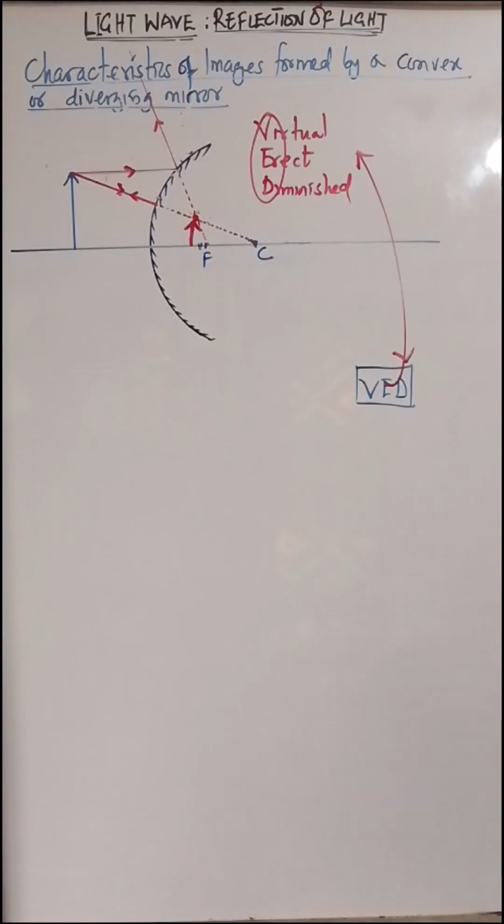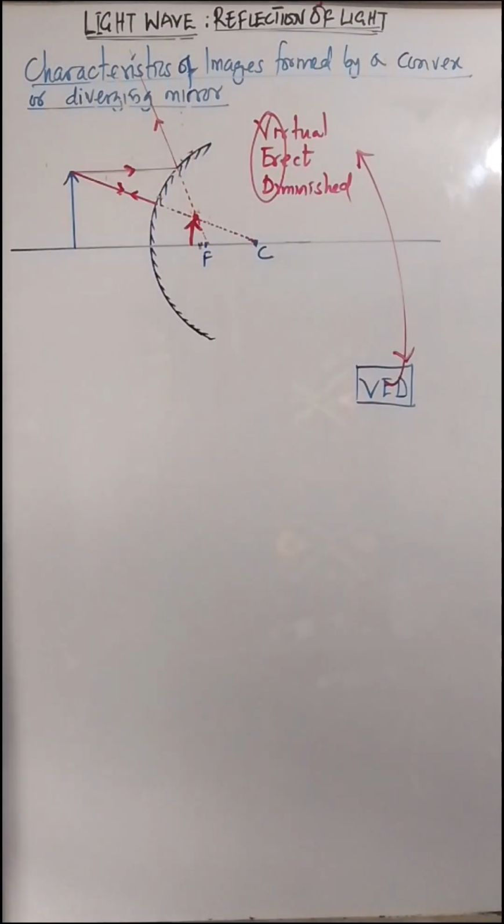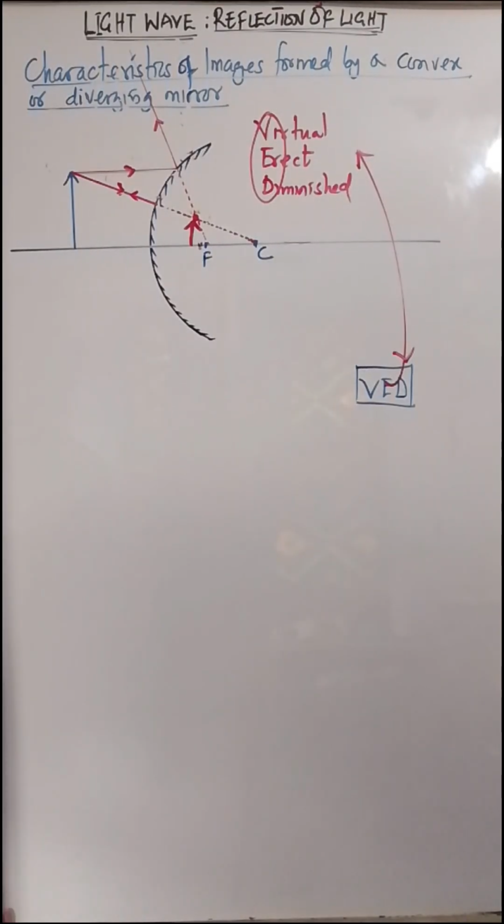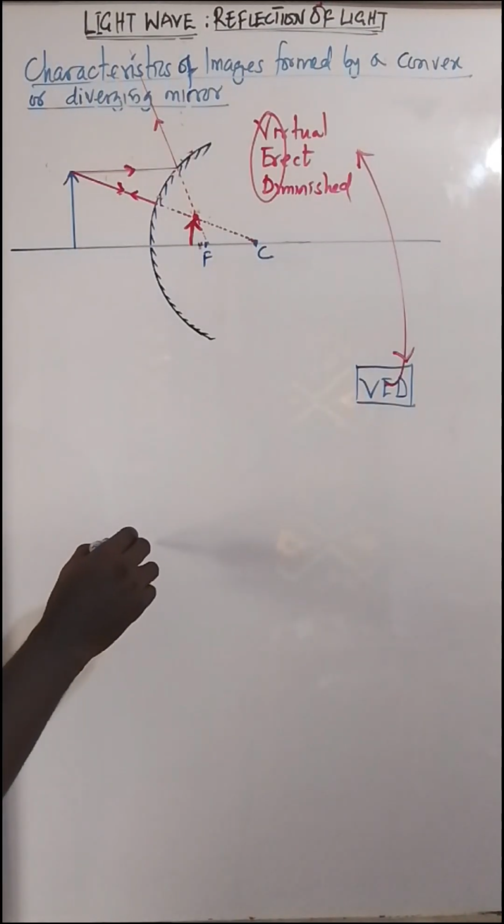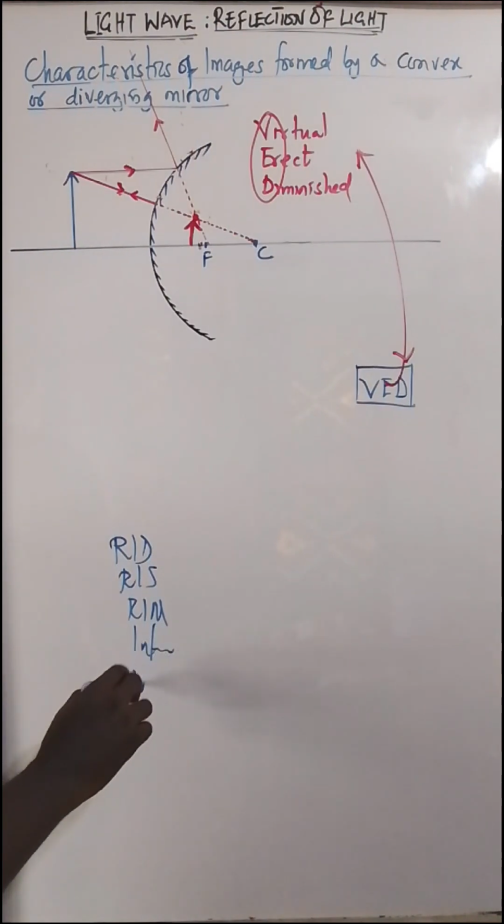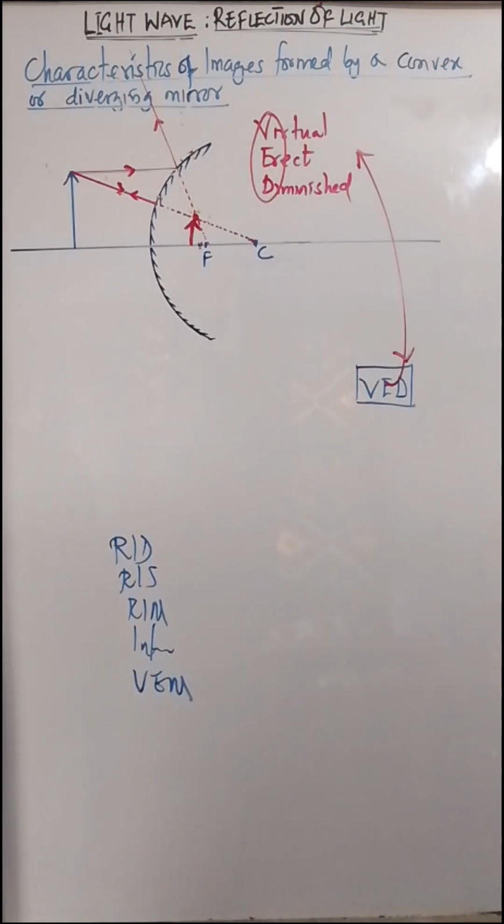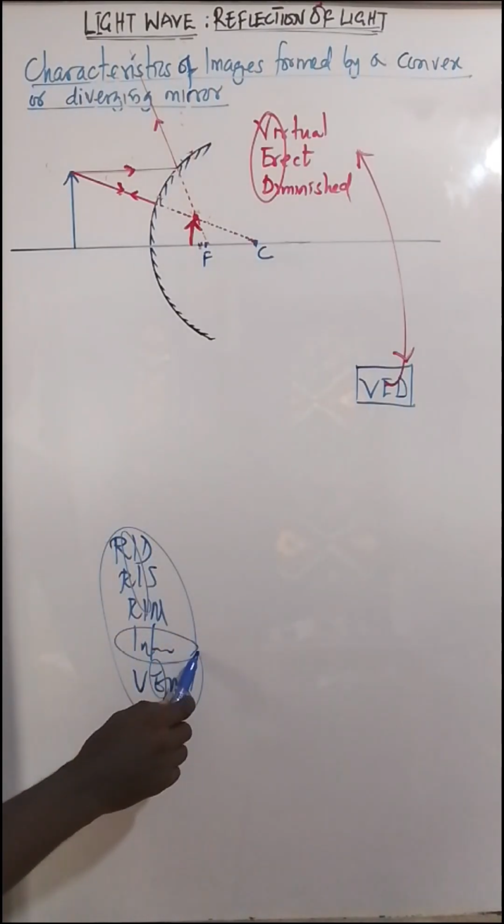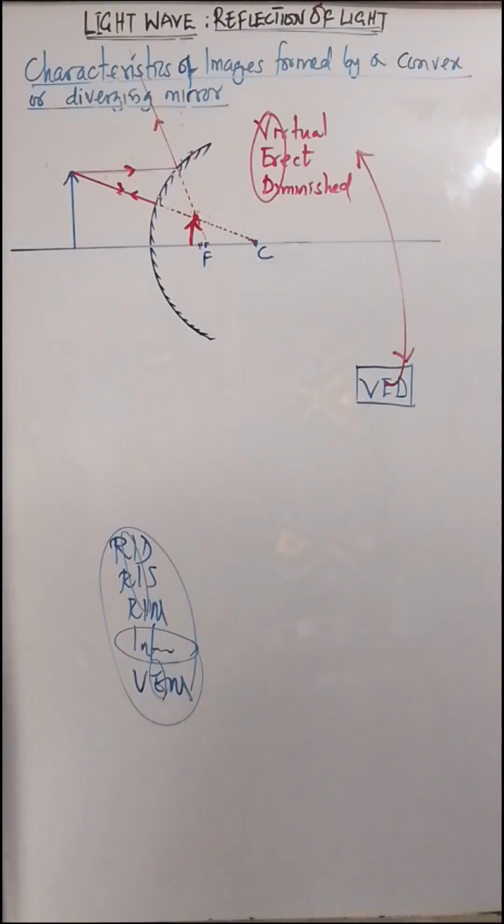Now, advantages of the convex mirror over the concave mirror. For the concave mirror, we cannot actually predict where the image will be, whether the image will be erect or diminished. So we have REED, RIS, RIM, infinity, and VEN. Sometimes the image will be inverted, sometimes it will be erect, and the size varies. You cannot see for certain what will happen. Even at a point in time, the image of the object disappears because it will never be formed. It can only form at infinity.